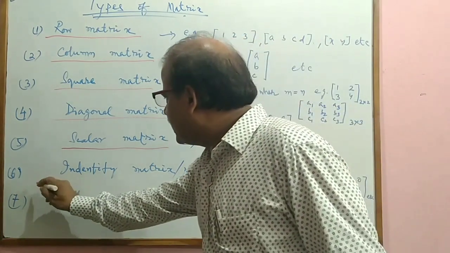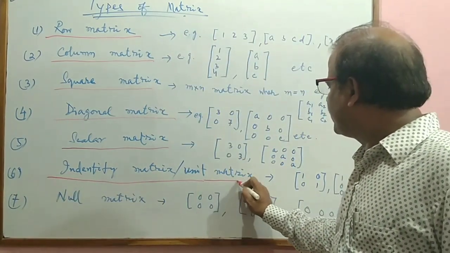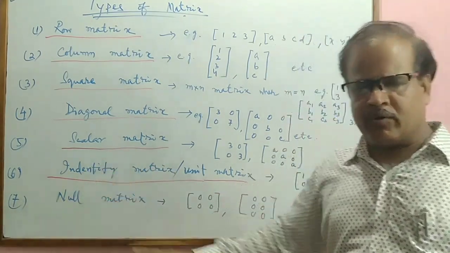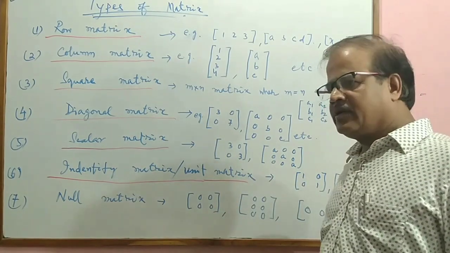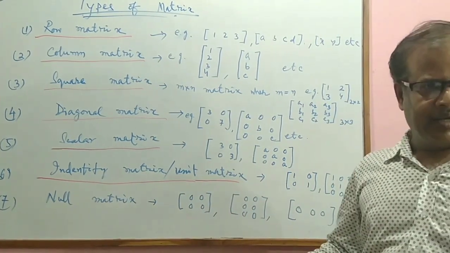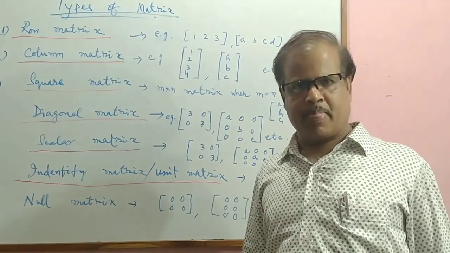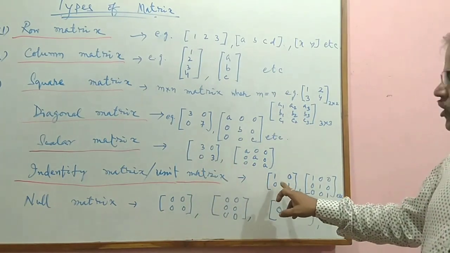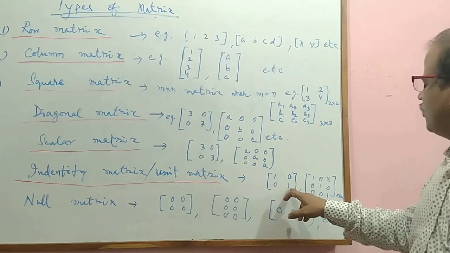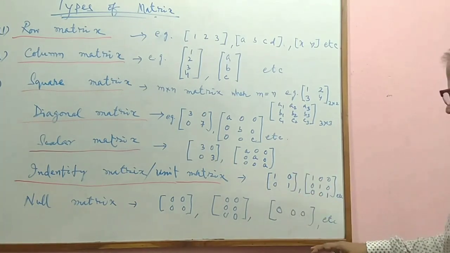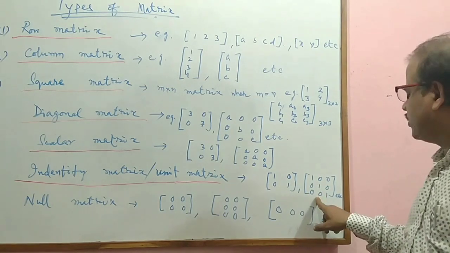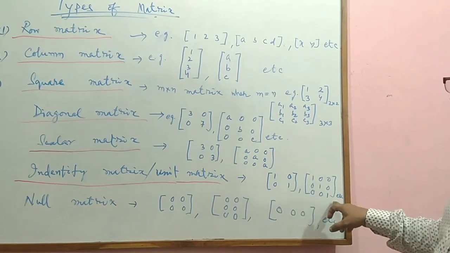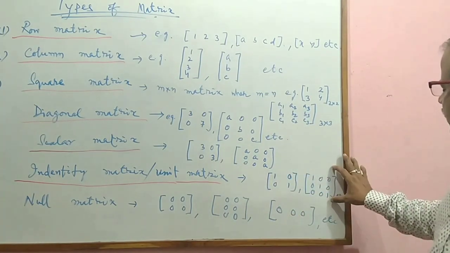The sixth one is the identity matrix or unit matrix. The unit matrix is also a square matrix whose diagonals are 1 and non-diagonals are 0. Here is the unit matrix of order 2. Here the diagonals are 1, 1 and non-diagonals are 0. This is also a unit matrix of order 3 whose diagonals are 1 and non-diagonal entries are 0.